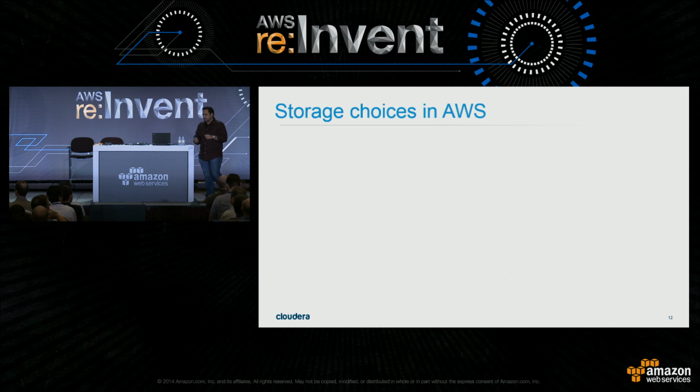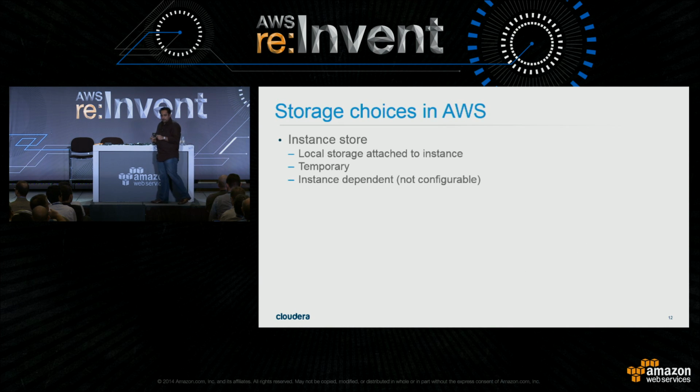So let's look at the choices of storage in AWS. You have the instance stores, which are the ephemeral drives on the individual instances. They are really local disks attached to the instances, and different instances come with different amounts of local storage. They are temporary in nature, so if you shut down or stop an instance, whatever's on your ephemeral drives is lost, right? They're also instance dependent. So you can't really say, I want this much storage on this particular instance. They come with whatever they come with, and you have to use that.